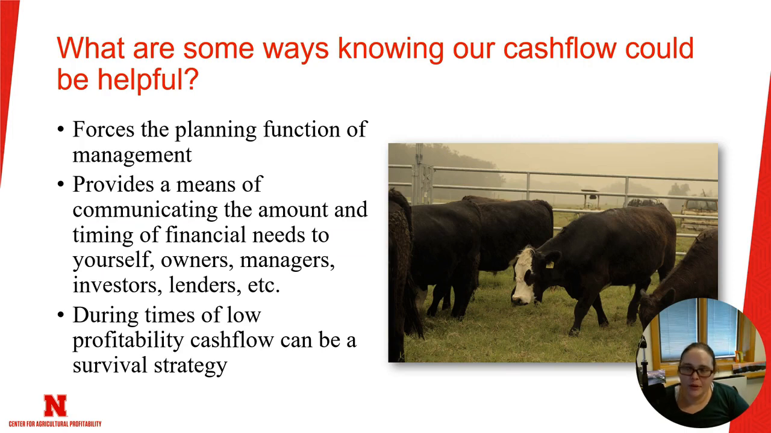So you might be asking yourself, what are some ways knowing our cash flow could be helpful? I know we've talked about it, but we're going to go a little more into it here. The cash flow budget is a plan of how cash will be coming into the operation and leaving the operation. The key word is cash. If cash is not entering or leaving one's pocket, then it does not go on the cash flow budget. The cash flow budget provides three main functions. First, it forces the planning function of management. It forces you to look at when those inflows and outflows are happening, and whether you need to change when some of your bills are due. Do I need to renegotiate some things?